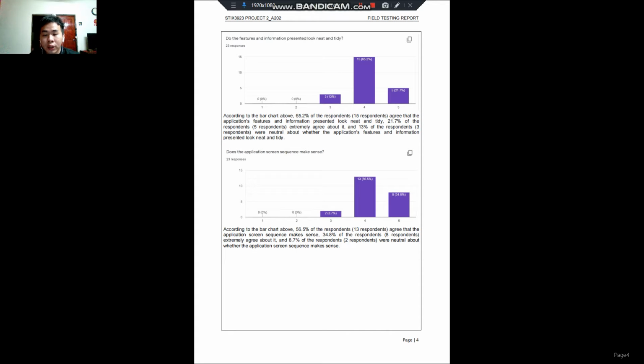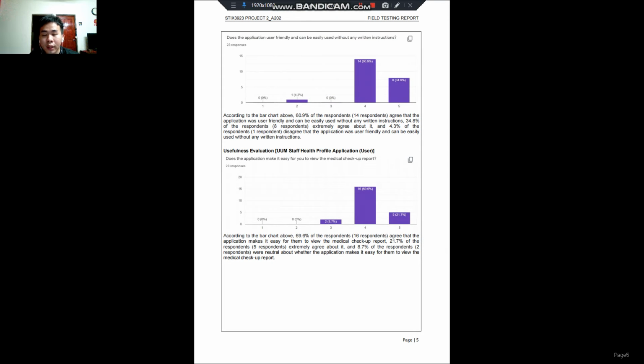And then for the question, do the feature and information presented look neat and tidy? 15 respondents agree, 5 respondents extremely agree, and 3 respondents were neutral about it. And then for the question, does the application screen sequence make sense? 13 respondents agree, 8 respondents extremely agree, and 2 respondents neutral about it. Next, for the question, is the application user-friendly and can be easily used without any written instruction? 14 respondents agree, 8 respondents extremely agree, and 1 respondent disagree.